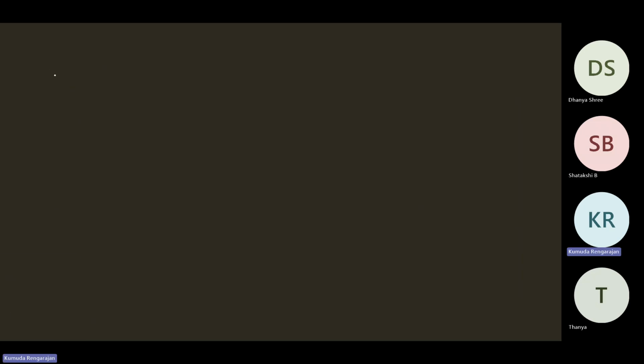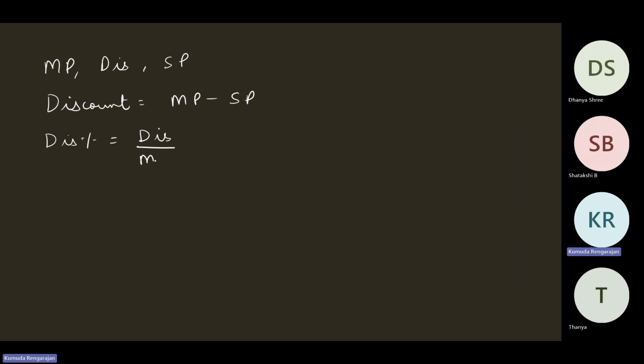So the formula you have to remember is the keywords mark price, discount, selling price. Discount is equal to mark price minus the selling price. Discount percentage will be discount by marked price into 100. This is the formula to find percentage always.